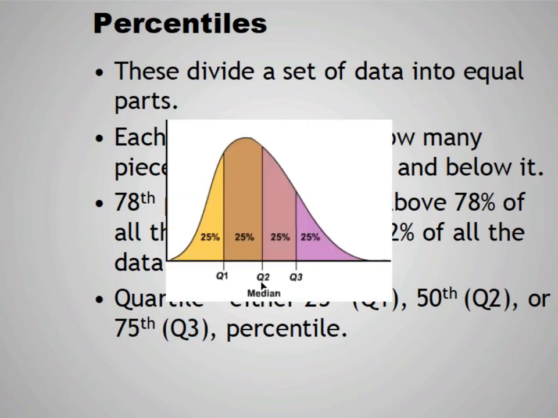Okay, and here's a little graph that illustrates that. Here's Q1, Q2, which is also the median, and then Q3. And you can see 25% of the data here, 25% here, 25% here, 25% here. And notice at the median that we have 50% of the data below it and 50% of the data above it. All right, so that is percentiles.